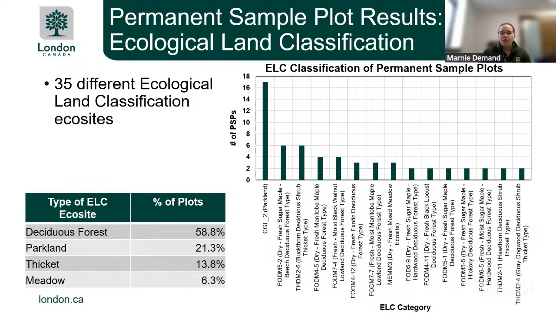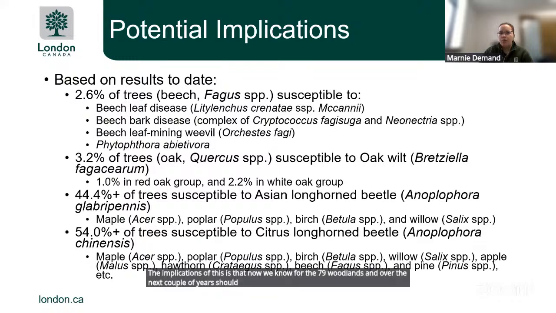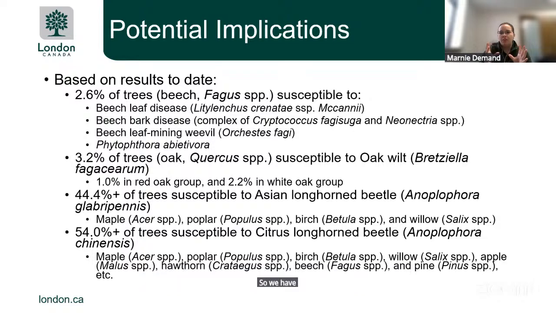The implications of this is that now we know for the 79 woodlands, and over the next couple of years should have data on the remaining woodlands, we know where to find different species of trees, whether that was trees counted in the permanent sample plot or trees observed within the woodland. So we have an idea of the prevalence of the tree species on a woodland basis.